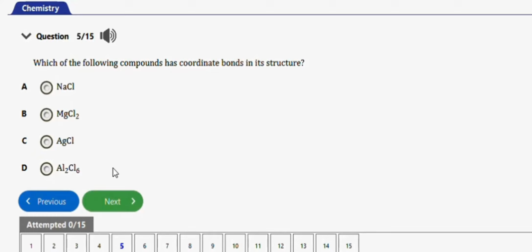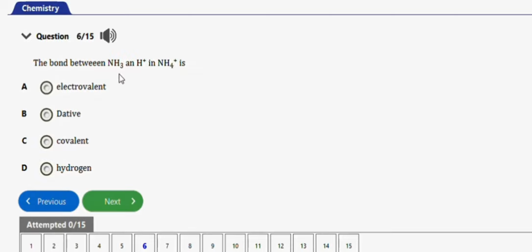Okay, the next repeated question will be this one. It can be sodium chloride, it can be magnesium chloride, it can be silver chloride. So it's option D, guys. The next question will be this one. It says the bond between ammonia and hydrogen ion in ammonium ion is, obviously, a dative bond.